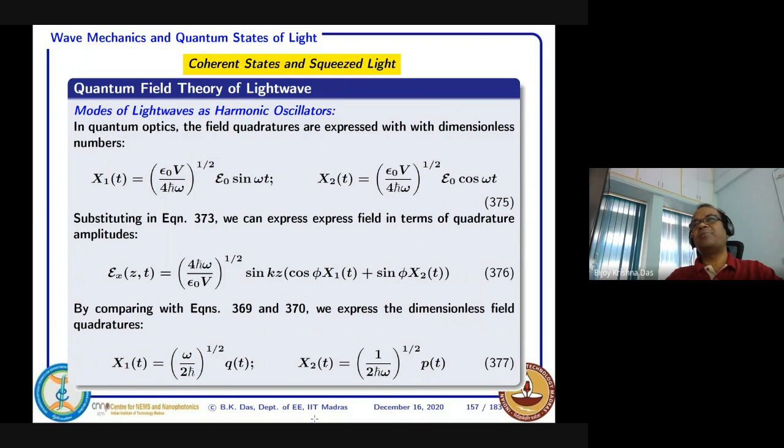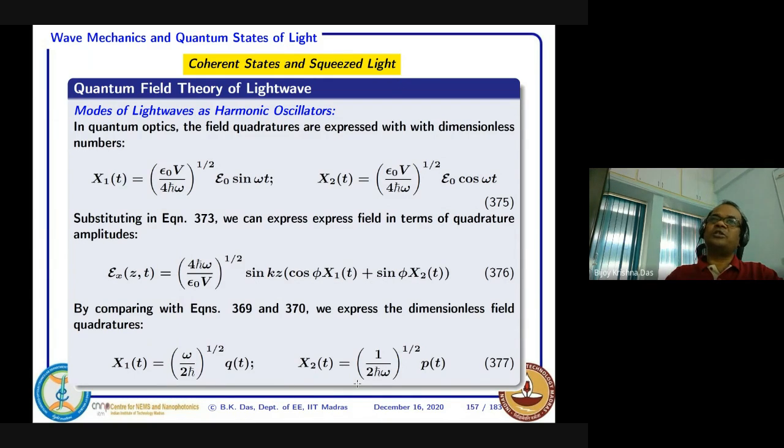This treatment actually helps to get some kind of visualization, some correlation with the quantum mechanics aspect. For example, to understand or visualize this, we are just accepting some property of quantum mechanics like the Heisenberg uncertainty principle. So far we have considered that the electric field can be expressed in terms of two quadratures, and the two quadratures are proportional to position and momentum variables, time dependent of course. That is what we expressed.